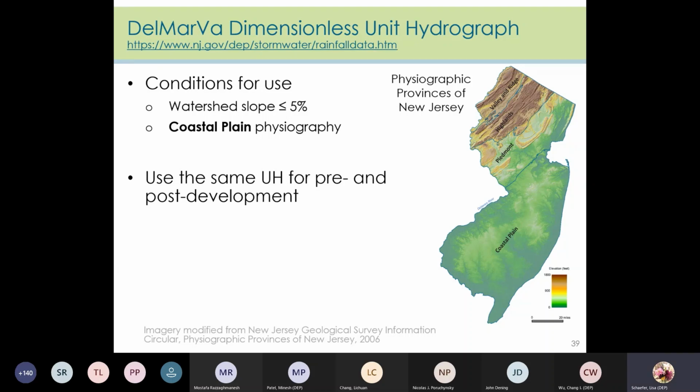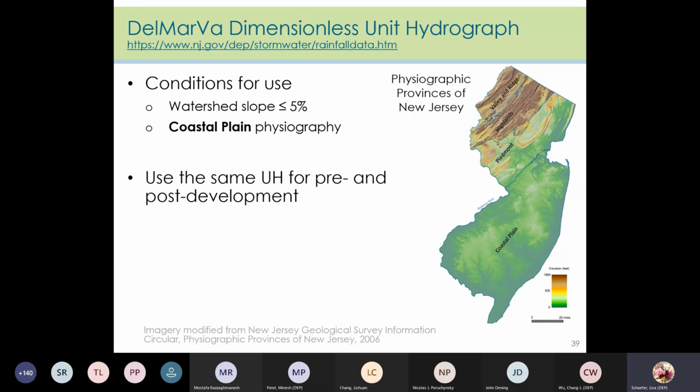The NRCS, in the supplement attached to the New Jersey Bulletin from September of 2003, stated that the use of the Delmarva unit hydrograph may be used in watersheds in the coastal plain region of New Jersey that are characterized by flat topography, meaning average watershed slope less than or equal to 5%, low relief and with significant surface storage in swales and depressions.